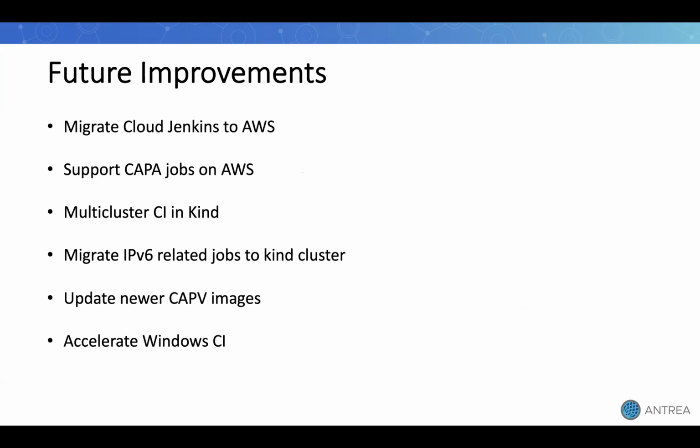And next, I will introduce some future improvements. I have said we are using VMC for the public Jenkins, but currently we are working on migrating it to AWS. In the future, we will have more CI jobs running with kind or CAPV support, as Andrew said. For the kind CI tests, Jiajing is working on supporting multi-cluster CI in kind. And Andrew will continue working on migrating our IPv6 and other Jenkins jobs to kind.